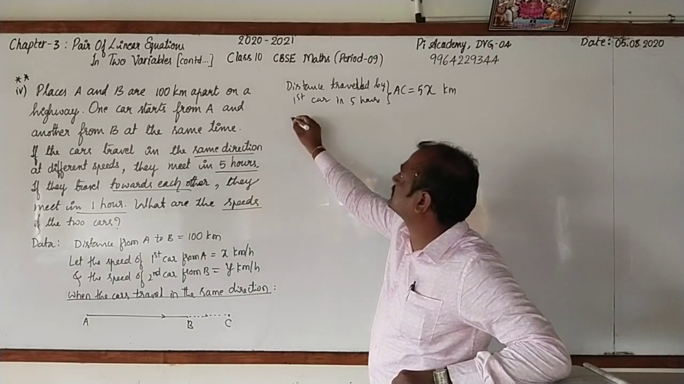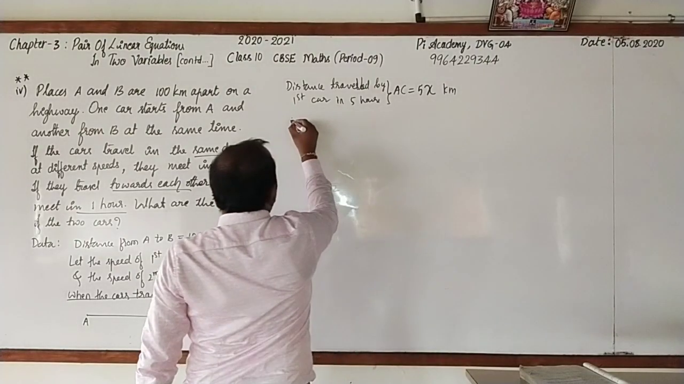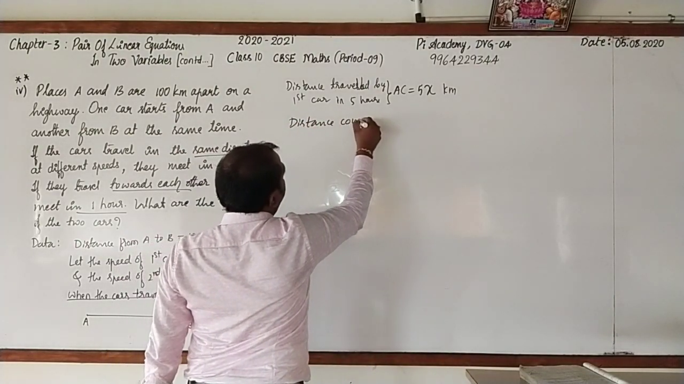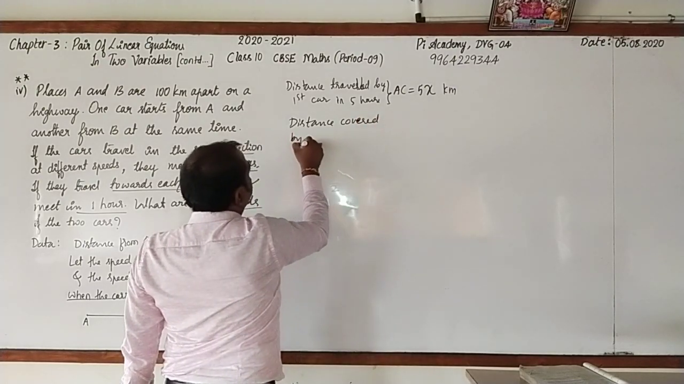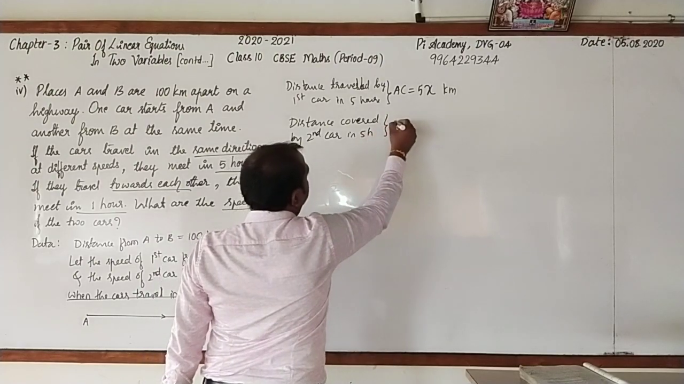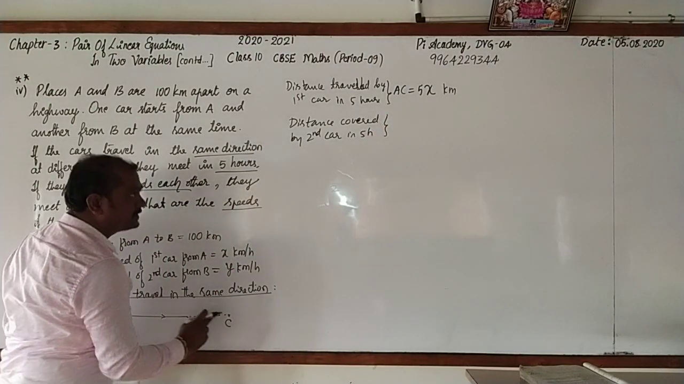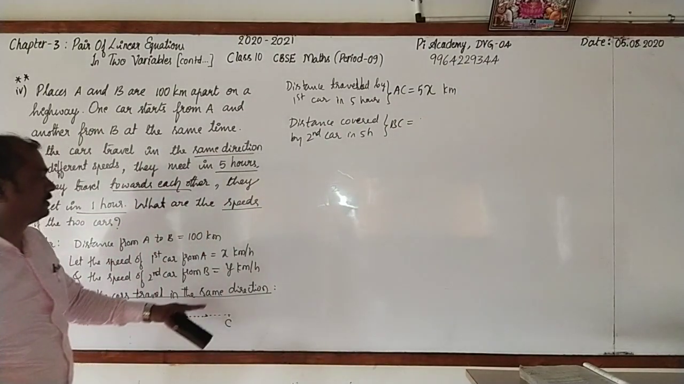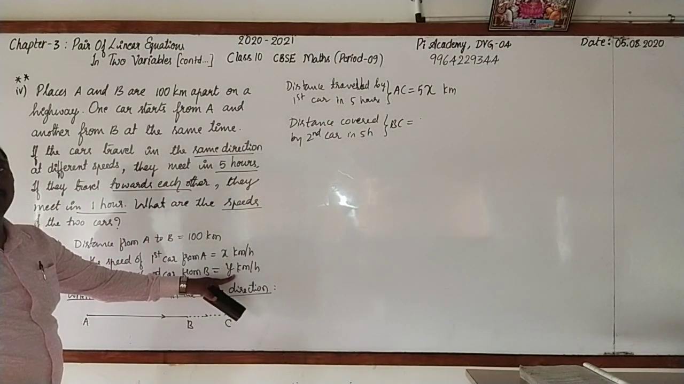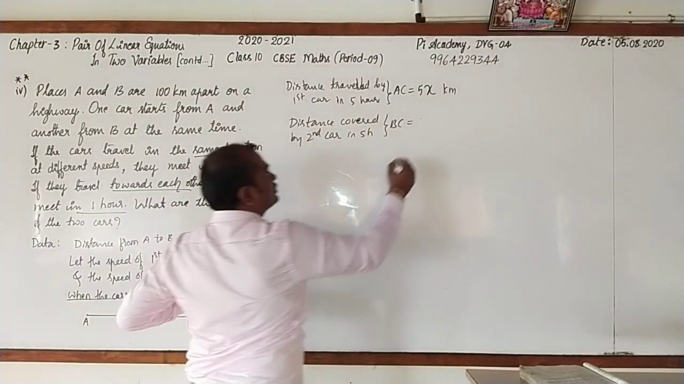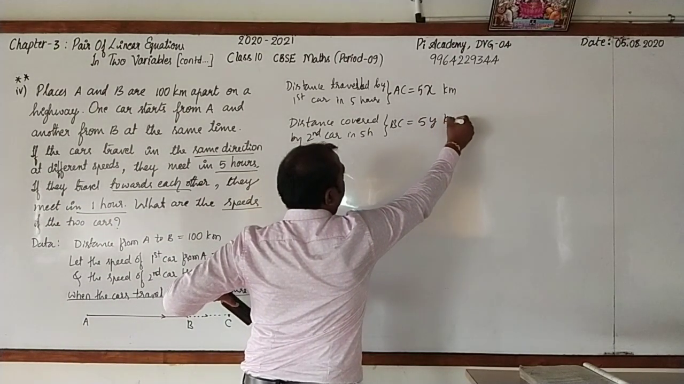Similarly, distance covered by the second car in again 5 hours. It is nothing but BC. This is equal to how much? It is v into t. v is y, t is 5 hours. So it is 5y kilometers.